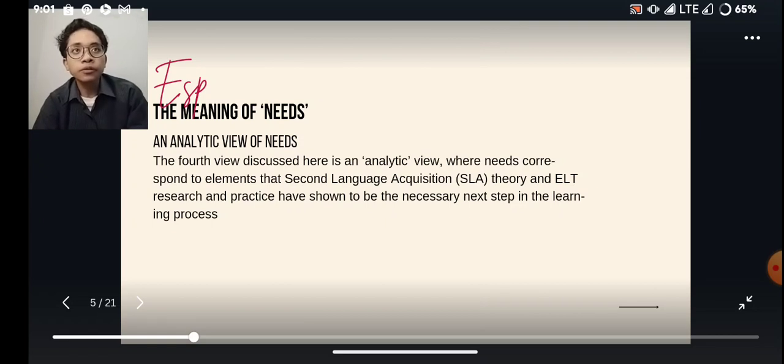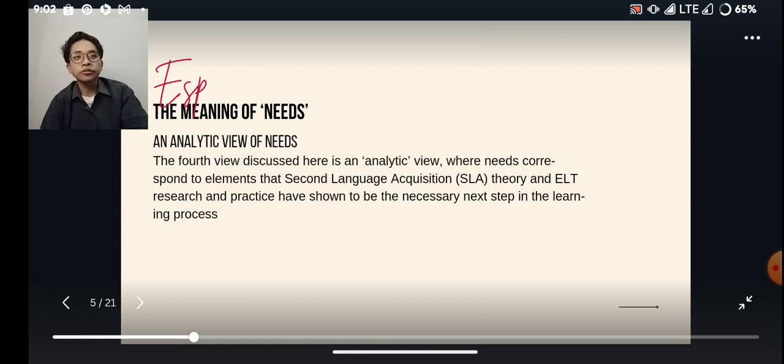The fourth view discussed here is an analytic view, where needs correspond to elements that second language acquisition (SLA) theory and ELT research and practice have shown to be necessary next steps in the learning progress. To follow this view of needs, the ESP course designer needs to review the literature on SLA and ELT and consult with teachers who are familiar with learning theory and practice.